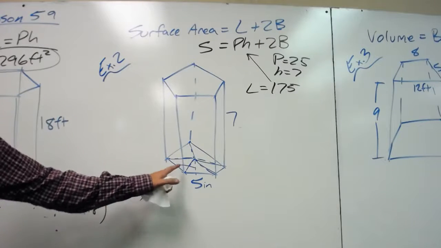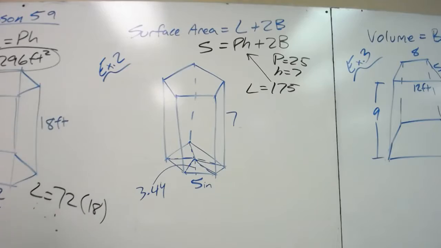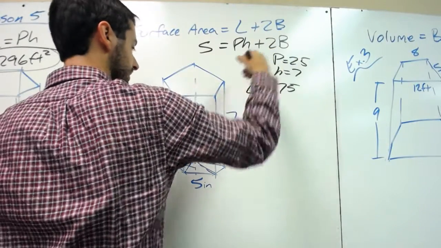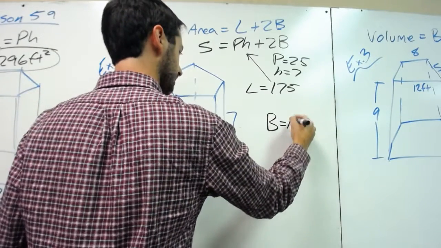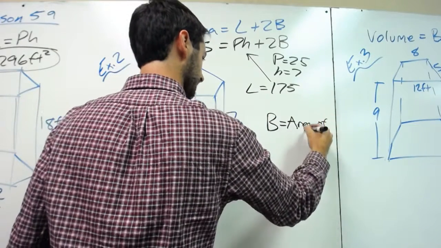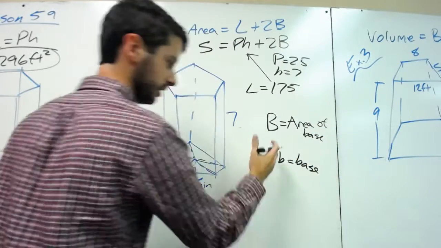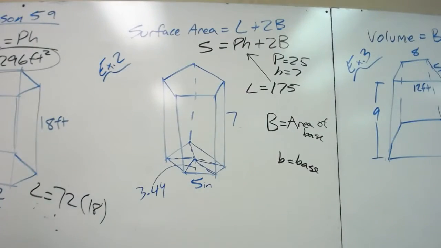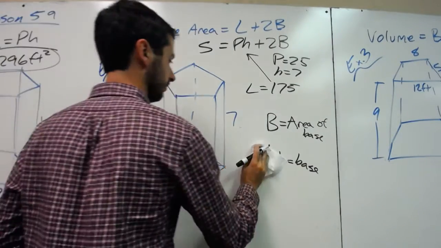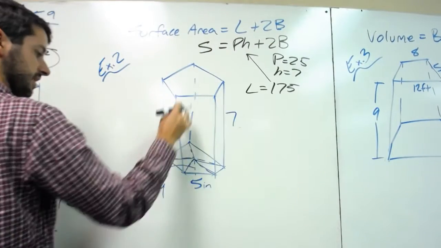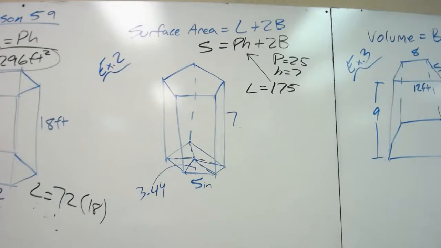Now we need to find our base. What this big B stands for is the area of a base. Big B equals area of base. And just so you know, if you see a little b, that just means a base. So those are different. So big B means area of a base. The reason it says times 2 is because they're the same base, top and bottom. In a prism, you have the same base. So we need to find the area.